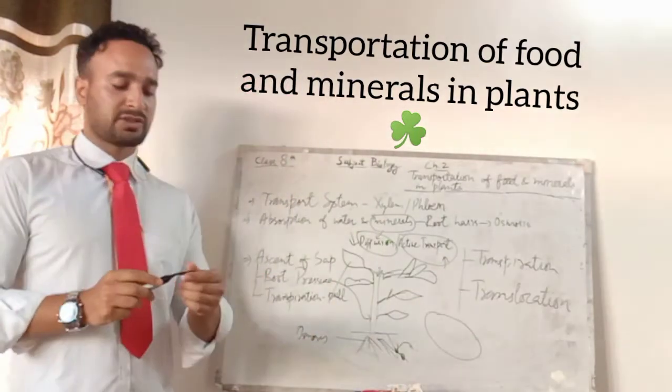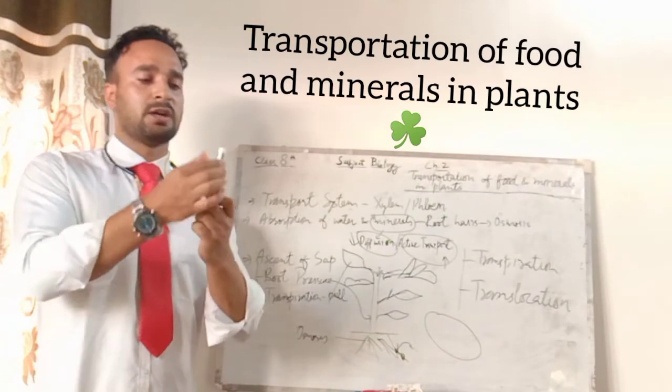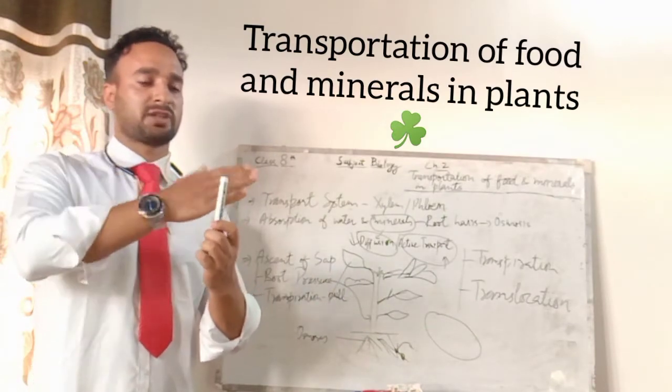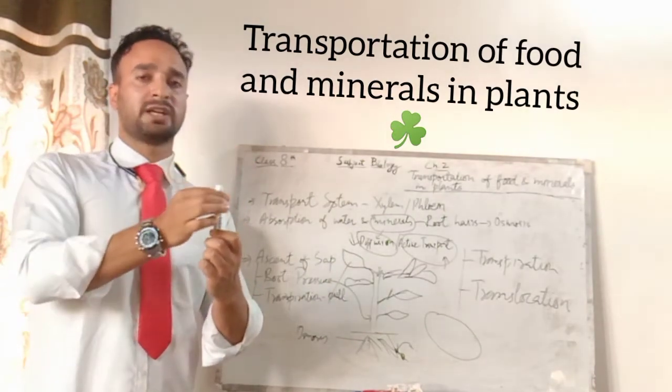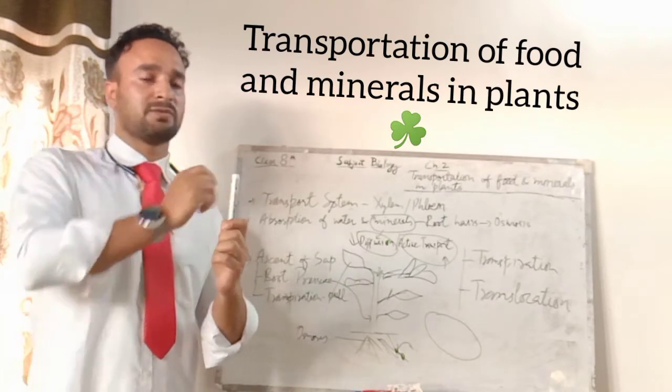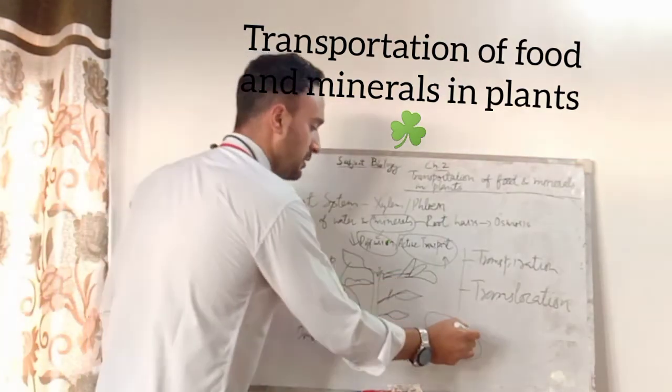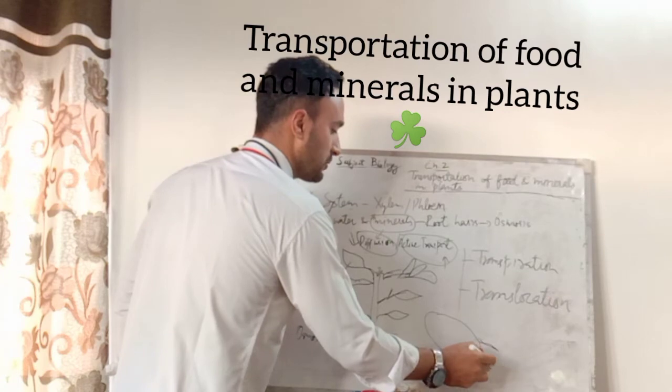Transverse section means if I cut the root like this, it is a transverse section. If I cut the root like this, it is a vertical section. So here I am drawing the transverse section. Suppose these are the root hair cells here, right? These are the root hair cells.